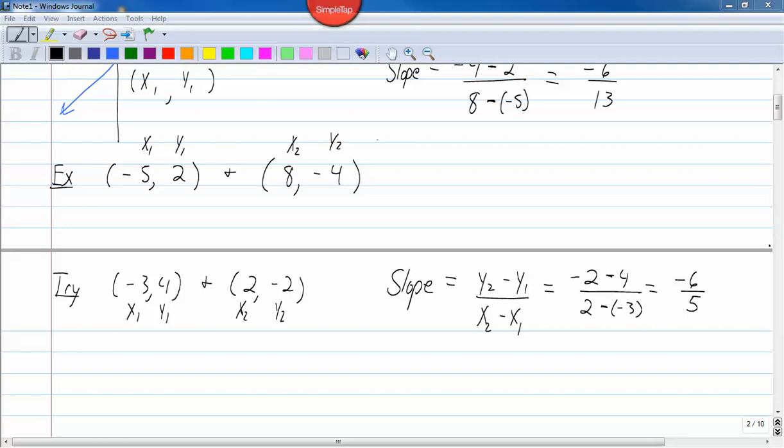Now, the variable that we associate with slope, do you remember what it is? M, lowercase m. So for this problem we just worked out, the slope is negative 6/5. So m equals negative 6/5.